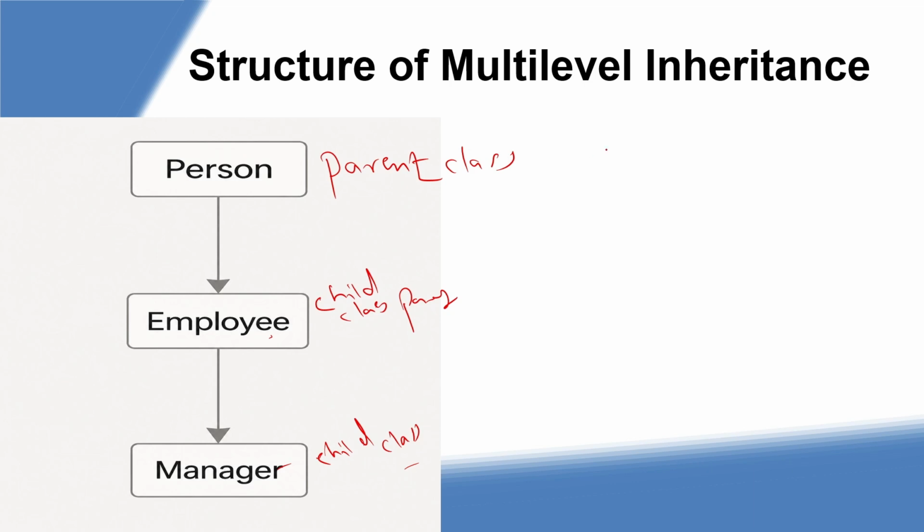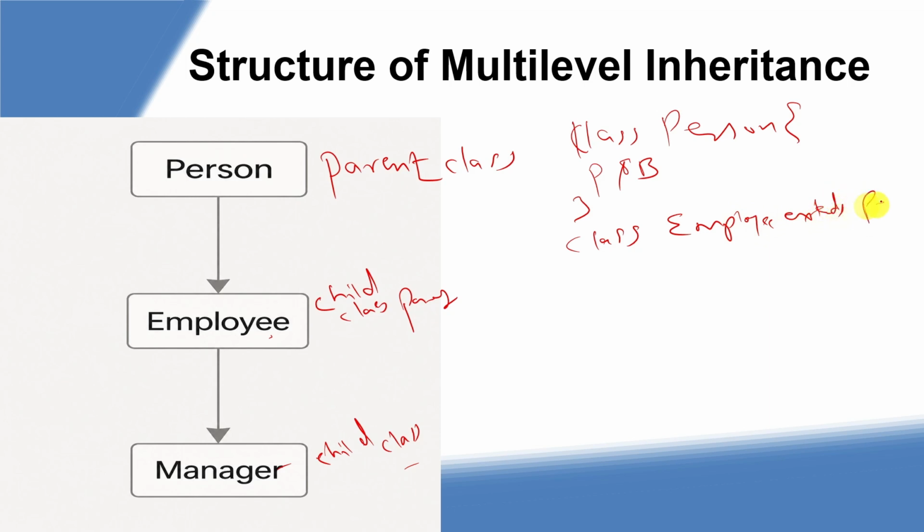Okay, so think of it like we have a Person class. In this class we have properties and behavior, and another class, Employee, extends Person. Why? Because it is a child class of the Person class. Then here are the properties and behavior of the Employee class, plus it can access the properties and behavior of the Person class.